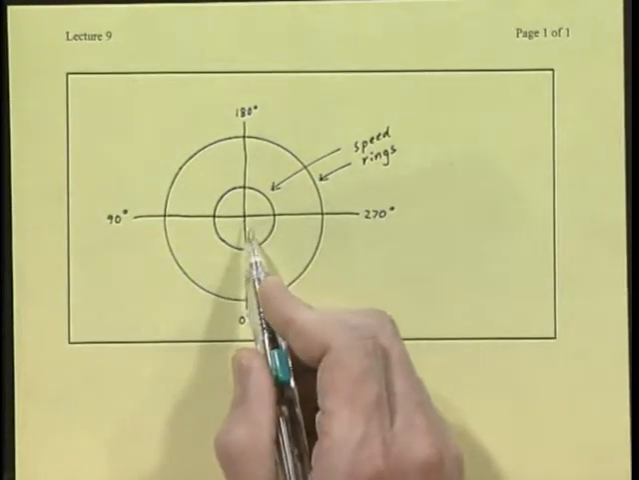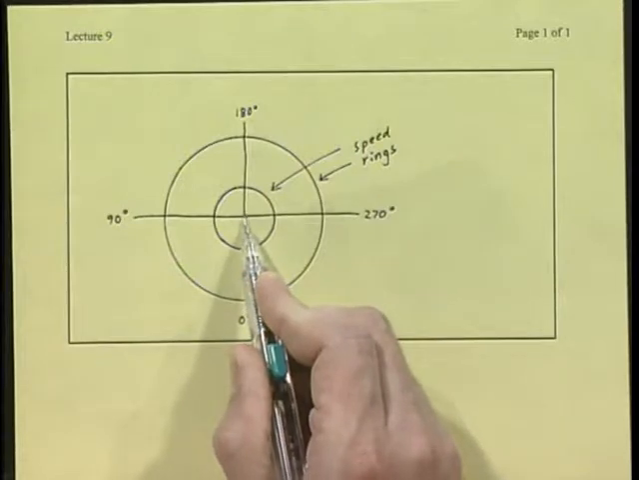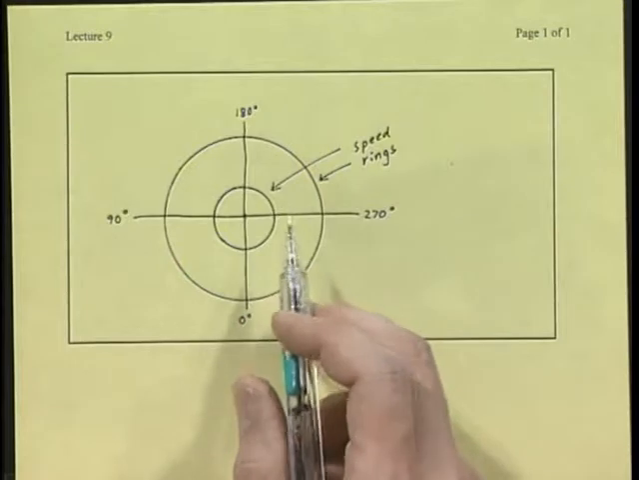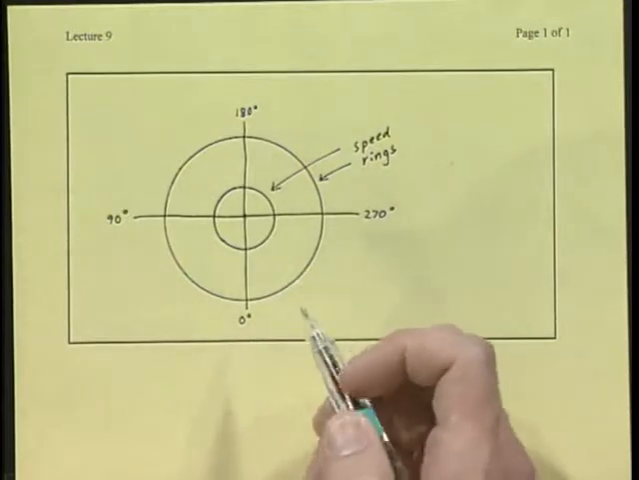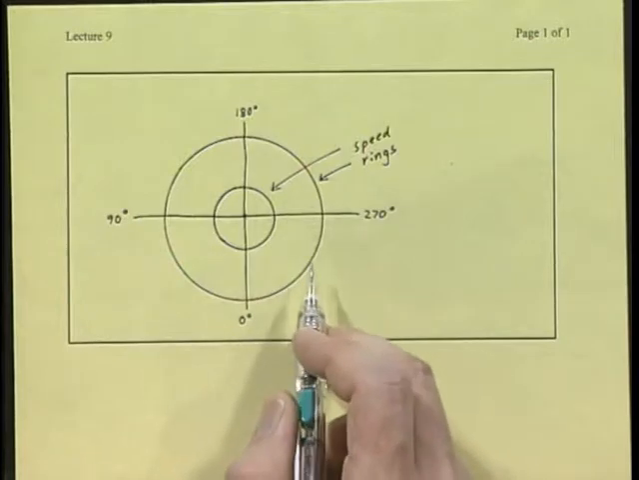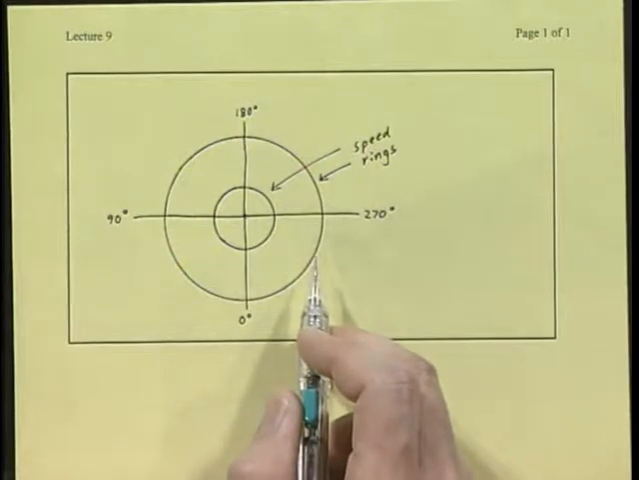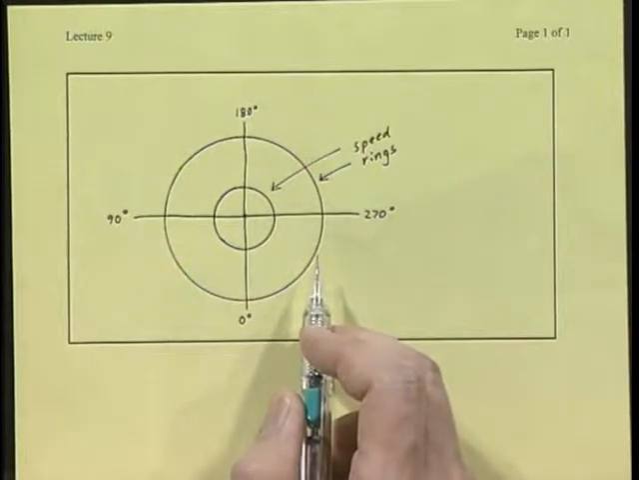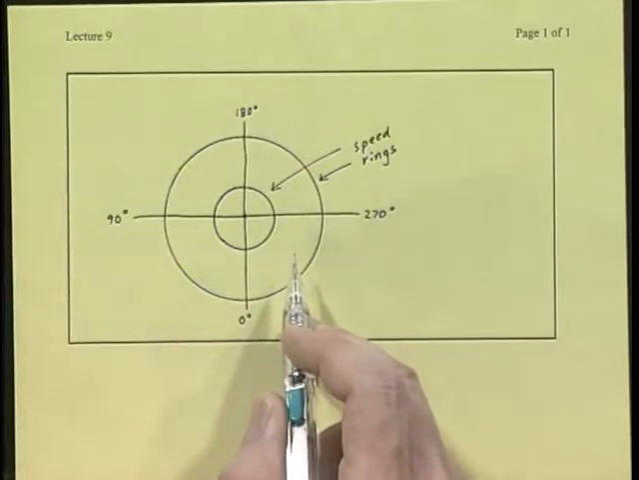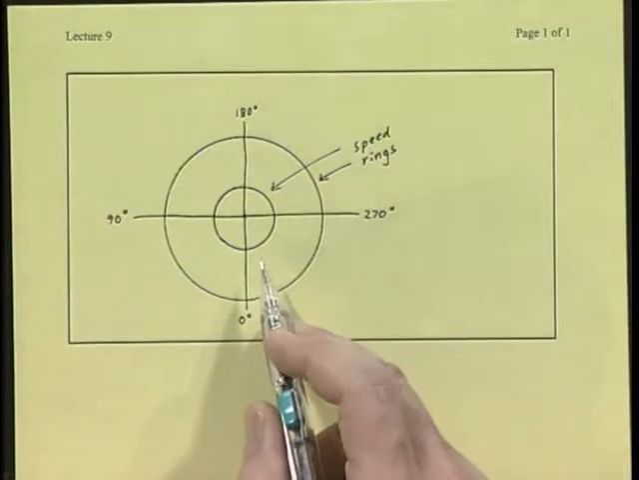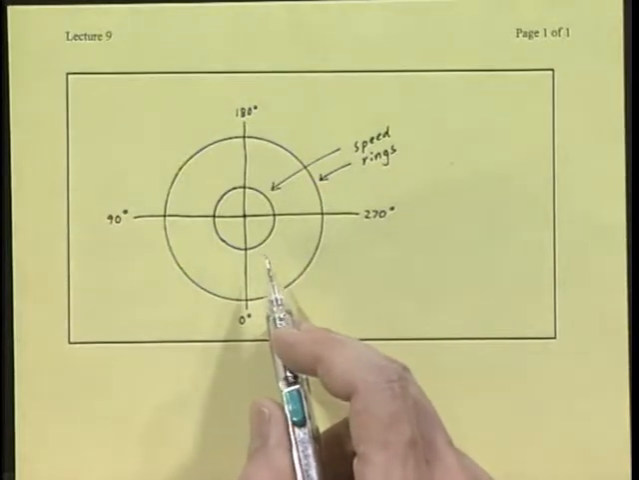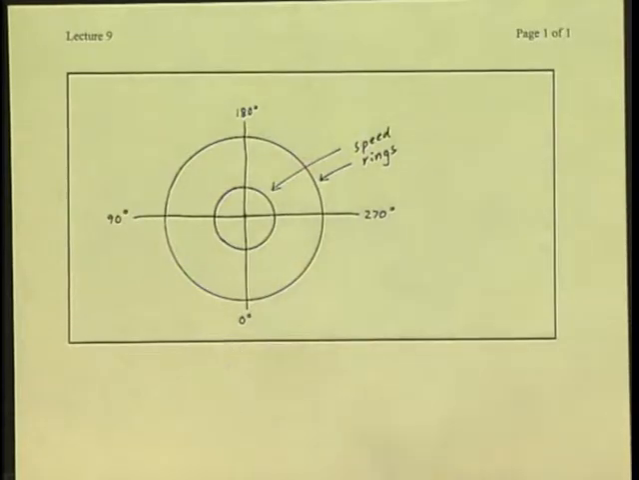It has a center point here, and the wind speed increases as you go away from that center point. And there'll be rings of wind, and those rings will be labeled with the wind speed. The wind speed will always increase with distance away from the center. There's different units that may be used. Some of them will use meters per second, and some will use knots. Those are the two most common units that you'll run across.